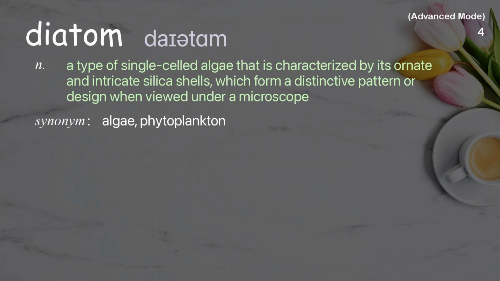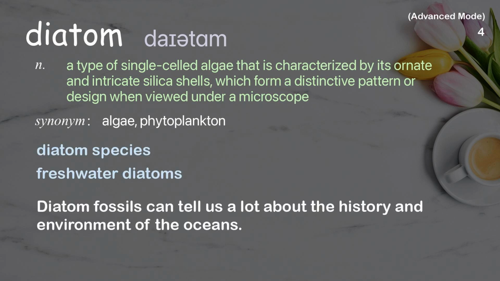Diatom. A type of single-celled algae that is characterized by its ornate and intricate silica shells, which form a distinctive pattern or design when viewed under a microscope. Examples: Diatom species. Freshwater diatoms. Diatom fossils can tell us a lot about the history and environment of the oceans.